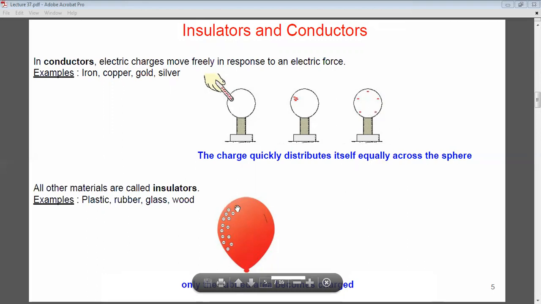However, in objects like insulators, examples of insulators are plastic, rubber, glass, wood, I observe that if I bring a negatively charged object close to it, it would attract positive charges on the side, and they will stay there. They will not redistribute equally across the sphere, or at least it will not do this very quickly. It will take time.